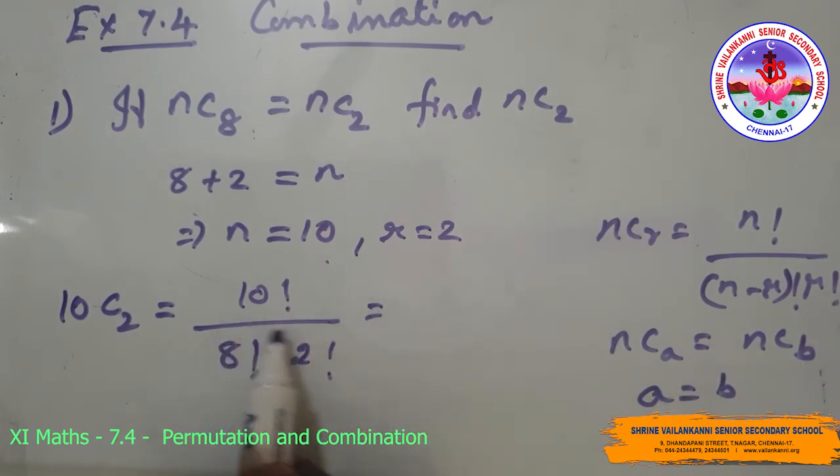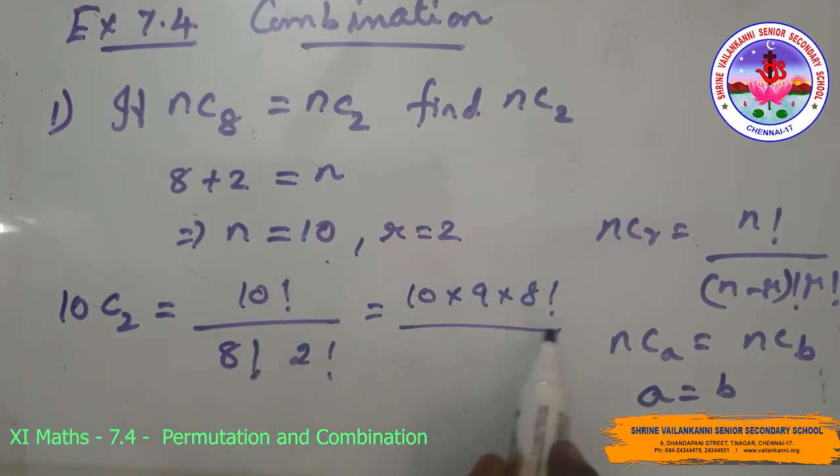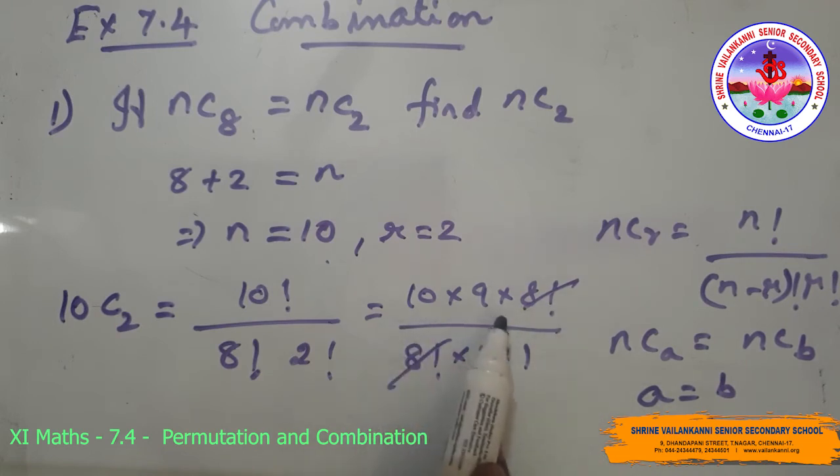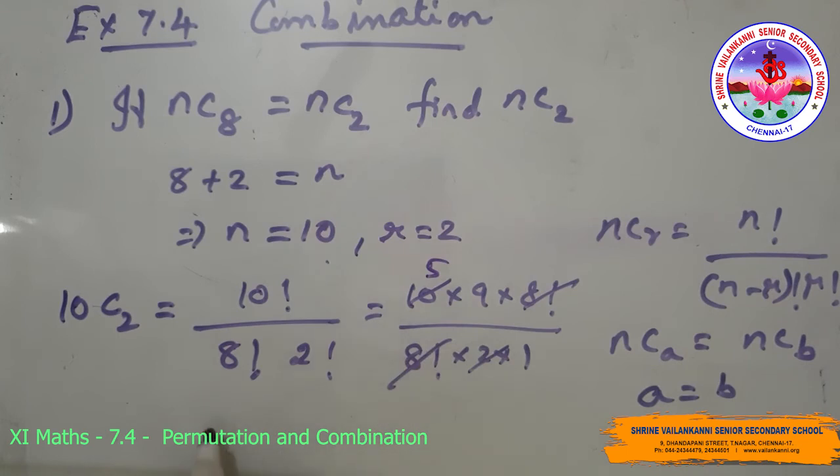So we can write this as 10 into 9 into 8 factorial by 8 factorial into 2 into 1. We have stopped till 8 factorial so that we can cancel these two. So 10 into 9 by 2. So 2 and 10 will get cancelled by 5. Then 5 into 9, 45. So 10C2 is 45.